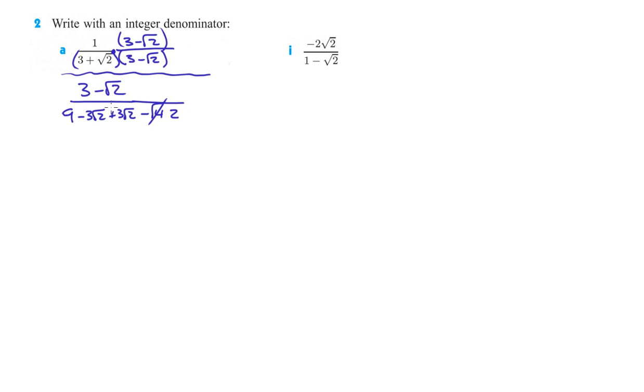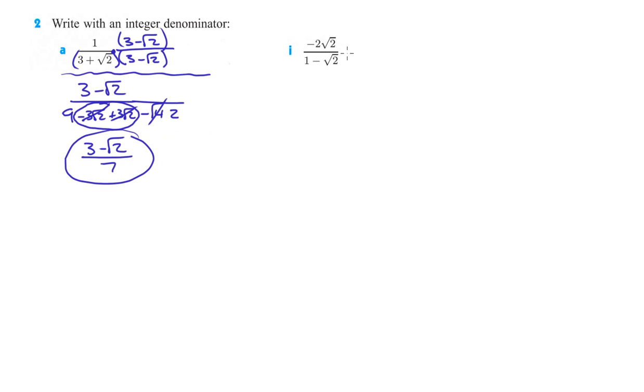Okay? Now here's the big key here. Here's why we multiply by the conjugate. These two terms here end up canceling each other out, so we end up on the top with 3 minus root 2. And on the bottom we have 9 minus 2 gives us 7, and there's our answer.